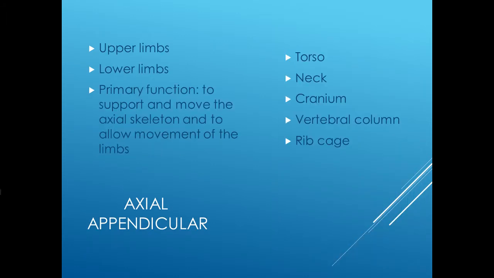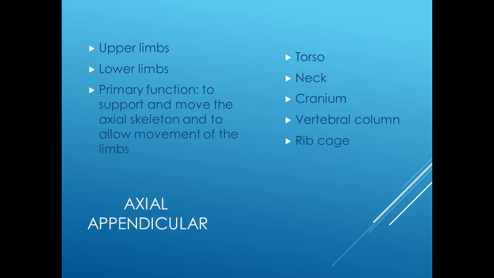All right, the next slide. Here's a little better list of it. The axial gives us the torso, the neck, the cranium, the vertebral column, and the rib cage, whereas the appendicular gives us the upper limbs and the lower limbs, and the primary function of them is to support and move the axial skeleton and to allow movement of the limbs. So these are the purposes of the axial and appendicular, with the axial being on the right and the appendicular being on the left.